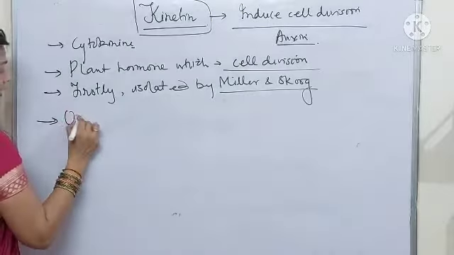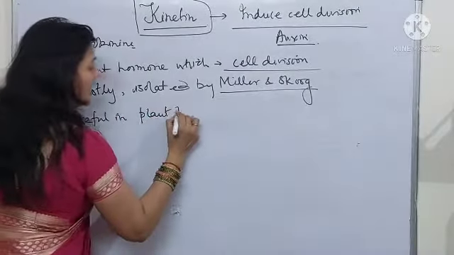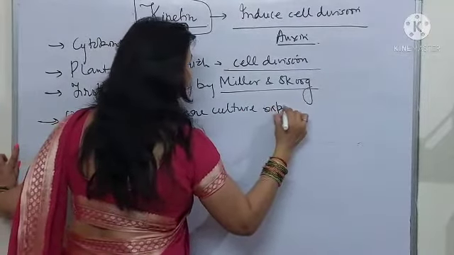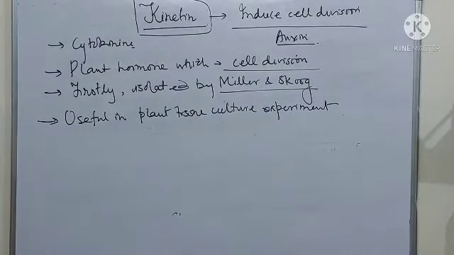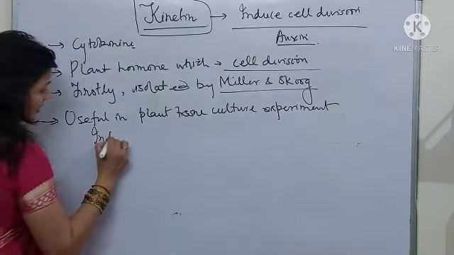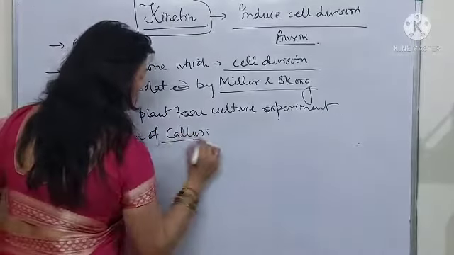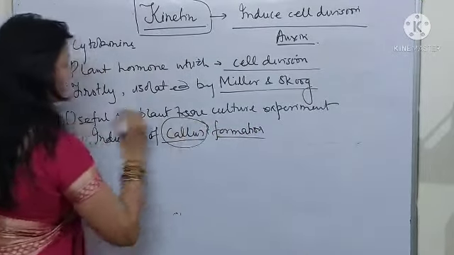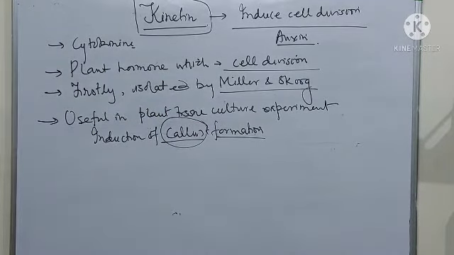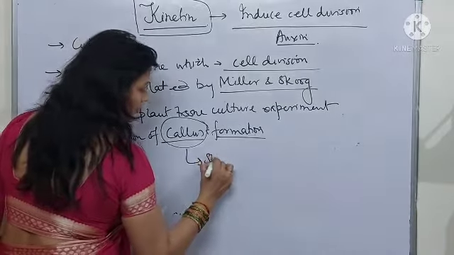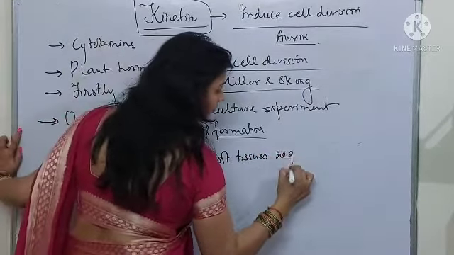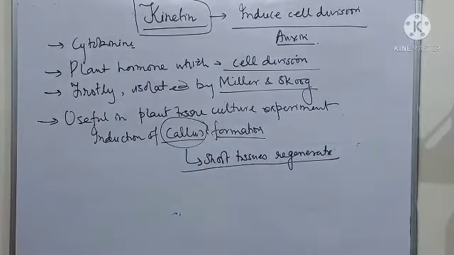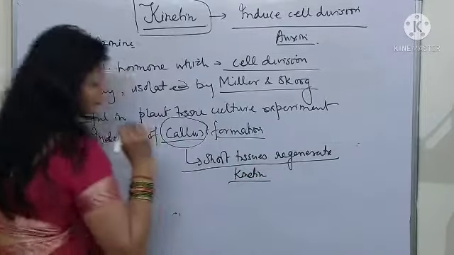Generally, this plant hormone is useful in plant tissue culture experiment where induction of callus formation takes place। प्लांट टिश्यू कल्चर में जहाँ पर कैलस का फॉर्मेशन होता है वहाँ पर काइनेटिन का मेन रोल होता है, and कैलस से शूट टिश्यूज को रीजेनरेट करने के लिए it is used, which is kinetin. Kinetin is used.